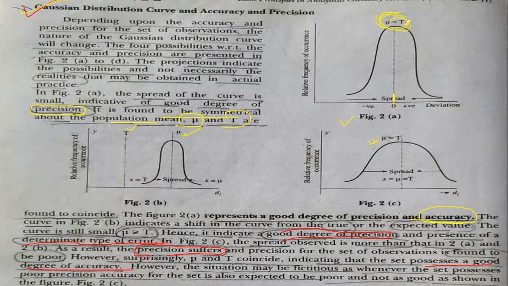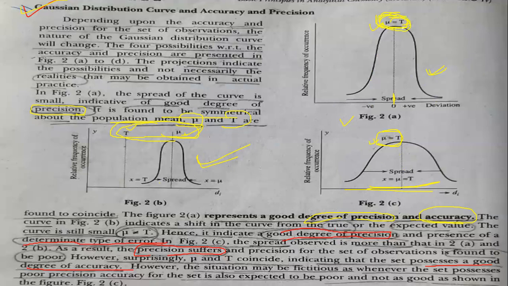Here mu is equal to T, hence more accuracy. Here also mu is equal to T, hence more accuracy. But here mu is not equal to T, hence the accuracy is less. Now, second, precision. Good degree of precision: see here, the spread is less, hence good degree of precision. But here the spread is large, hence precision is less. Now see, here good precision and good accuracy.